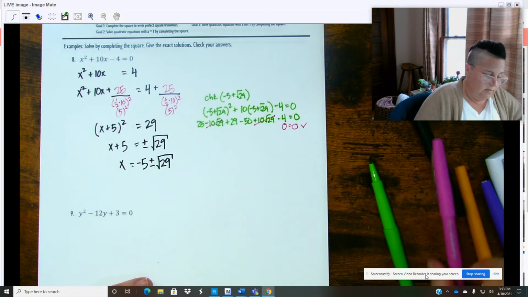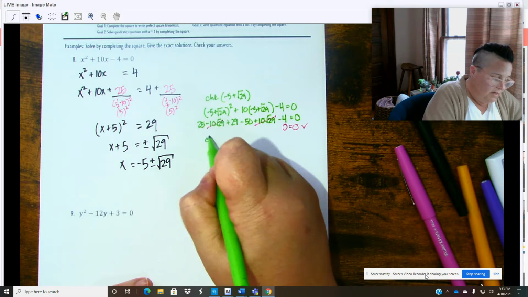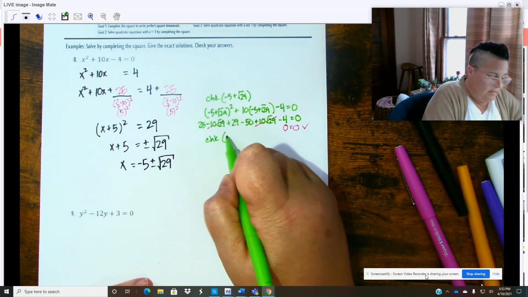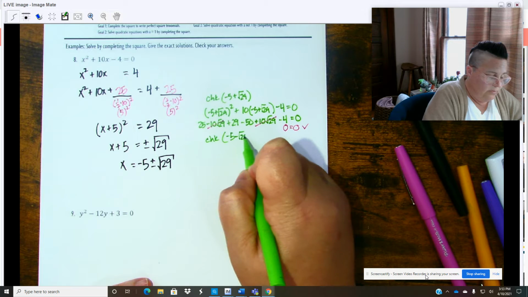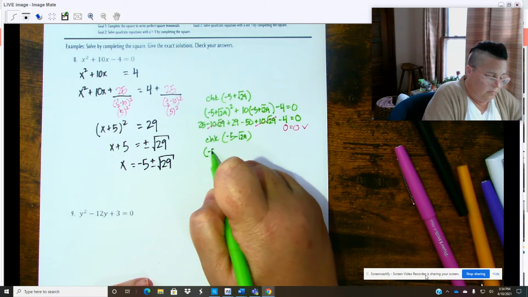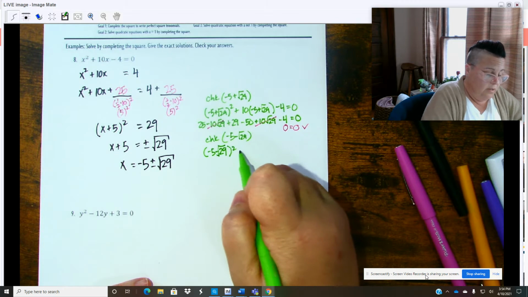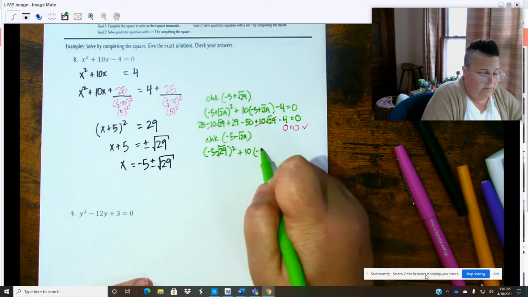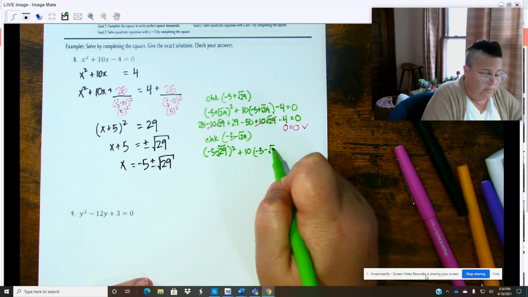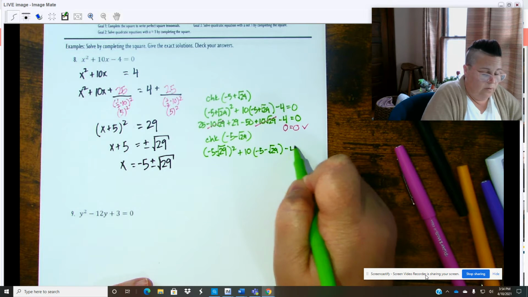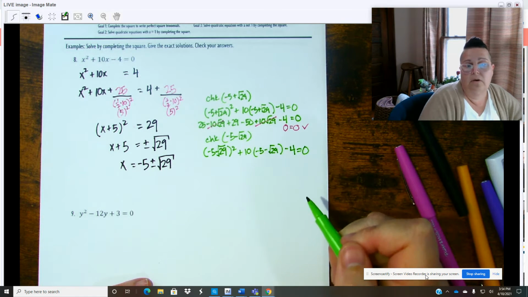That guy checks. If I need to check negative 5 minus square root of 29, that's going to be a negative 5 minus square root of 29. Oops, forgot my square root. Squared plus 10 times a negative 5 minus square root of 29 minus 4 equals 0.